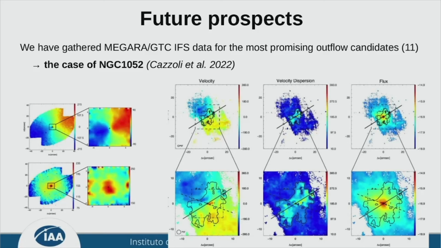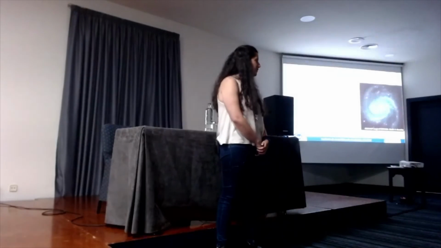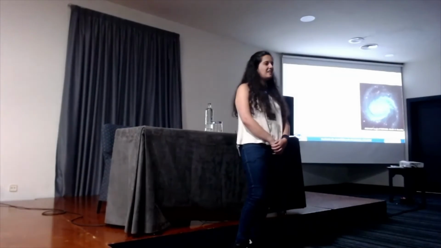And now we are working with the other 11 targets to see if we can put further constraints on the percentage that we have found. But essentially, this is the first time that we could put a number, at least some initial number, on how common outflows are in AGNs. And of course, this work has only started, and let's see what the IFU data show us. And that's all. Thank you.